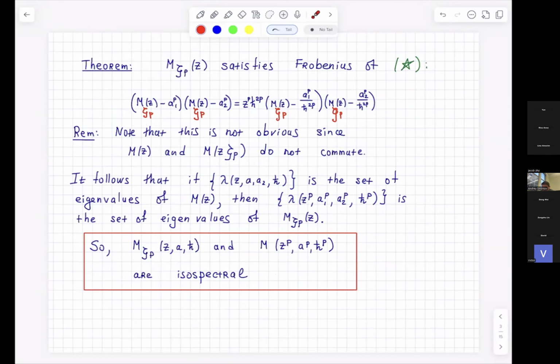Andrey, why do you call it Frobenius if p is no longer a prime number? For me, it looks more like Adams operations on a certain ring. So.